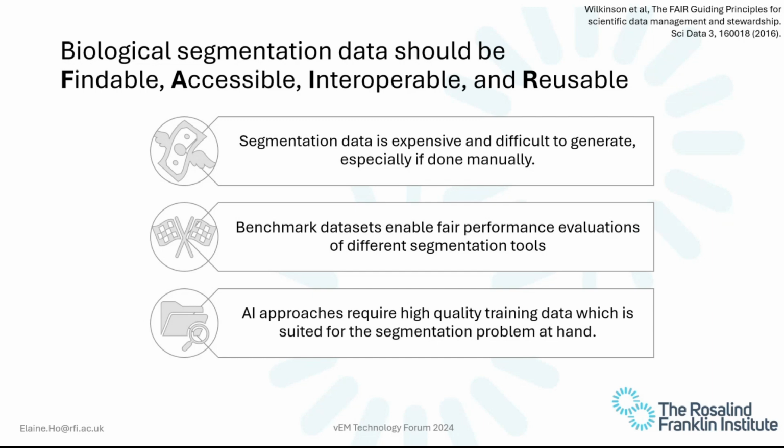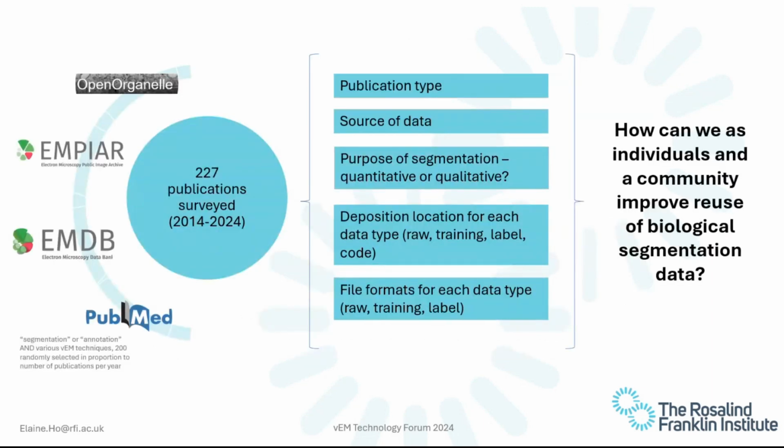So we did a literature review that surveys the field to find out how we as individuals and a community can improve the reuse of biological segmentation data. We looked at the last 10 years of publications in the volume EM field, and there were 227 publications. I found them from a few common databases in the field, as well as a PubMed search for segmentation or annotation in different volume EM techniques.